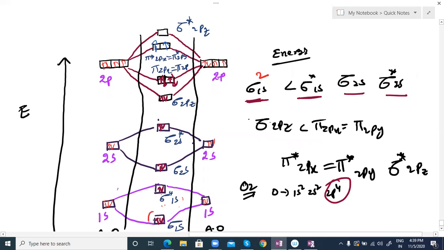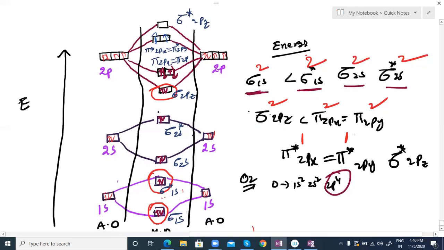How many electrons are here? 2 electrons. Then sigma star 1s, how many electrons? 2 electrons. Please find it. Next sigma 2s, how many? 2 electrons. Sigma star 2s, 2 electrons. Sigma 2pz, how many electrons here? 2. Next, pi 2px also 2, 2py also 2. Then pi star 2px, 2py, each one has 1 electron. So 1 electron means unpaired electrons, in each box.